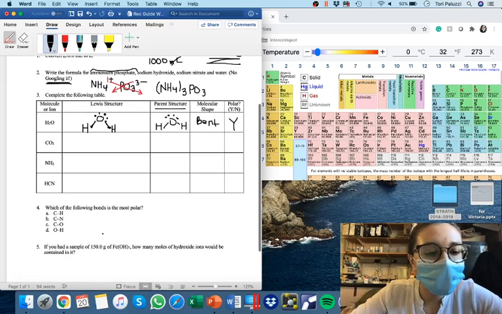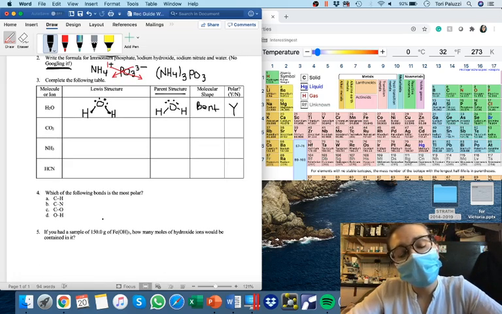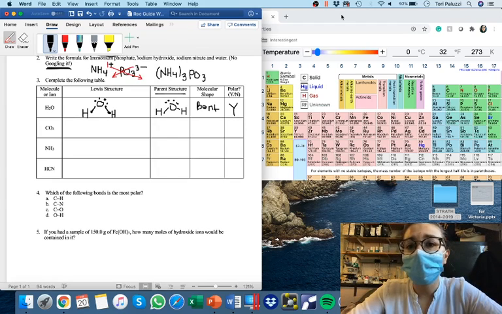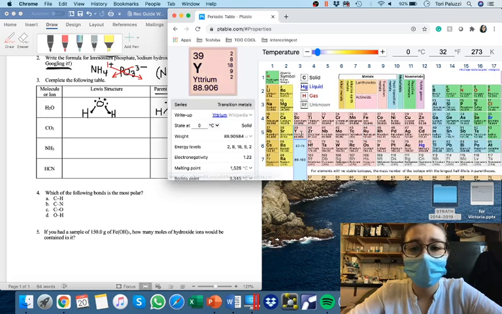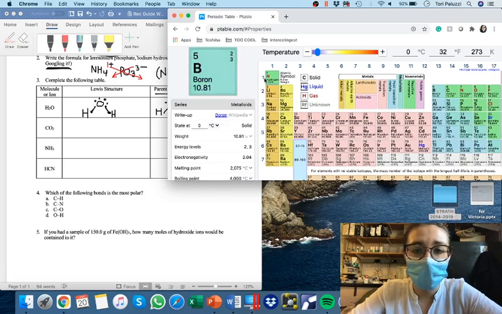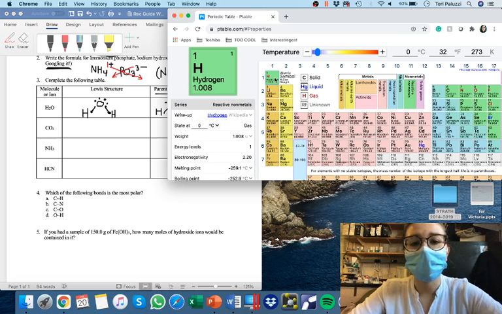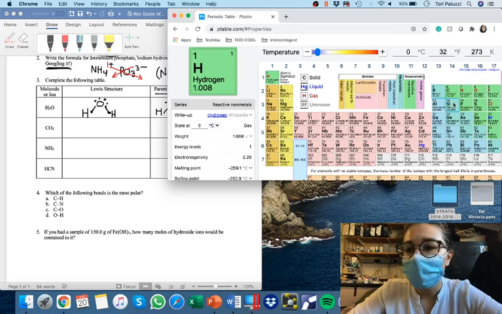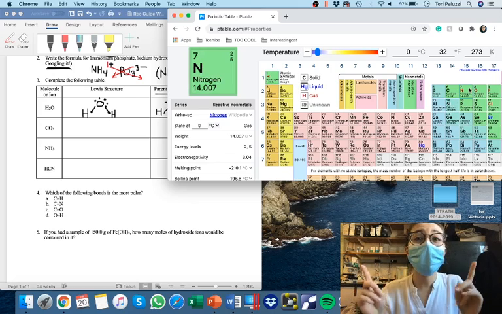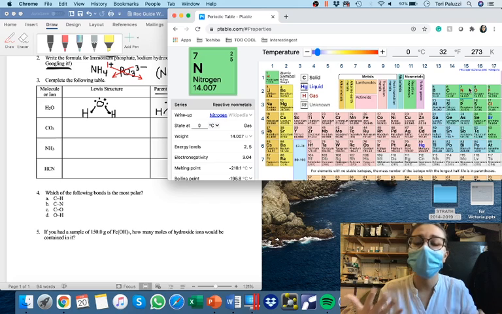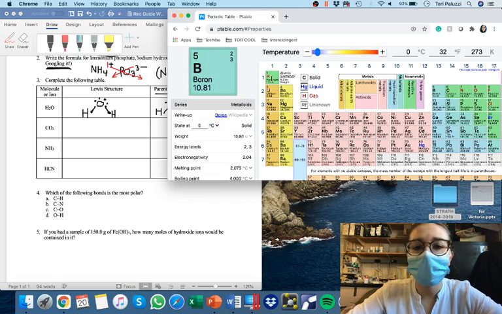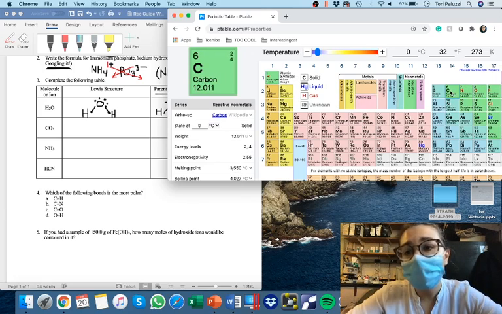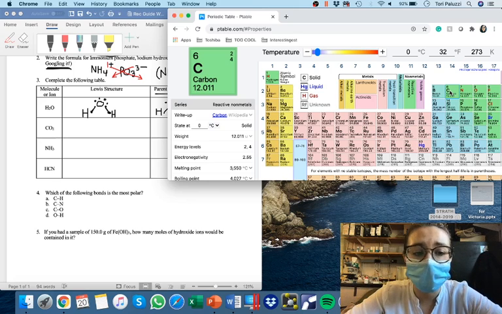Now, for number 4, when you're thinking of which of the following bonds is most polar, we're then just going to go back to our periodic table. When we look at the difference between, say, carbon and hydrogen, we can see that they're quite far apart. So we can think that so far, that one must be our most polar. When I look at carbon and nitrogen, they're quite close together. So this one is not as polar. So I'm going to say that so far it's still carbon and hydrogen. Carbon and oxygen, again, quite close. So carbon and hydrogen are still there.